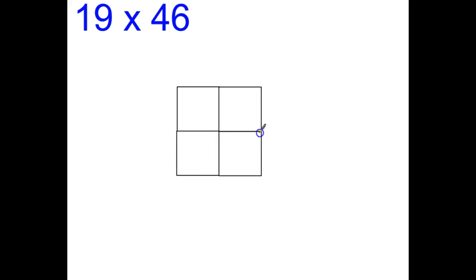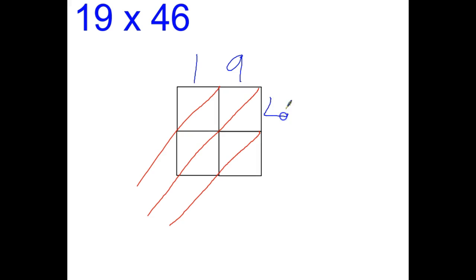So on this one, I'm going to go ahead and put my diagonals in first because I think that makes it easier. And then I'm going to start using my numbers. I've got 19 times 46. So 1 times 4 is 4. So it's really 0, 4. 9 times 4 is 36. 6 times 1 is just 6. And 9 times 6 is 54.